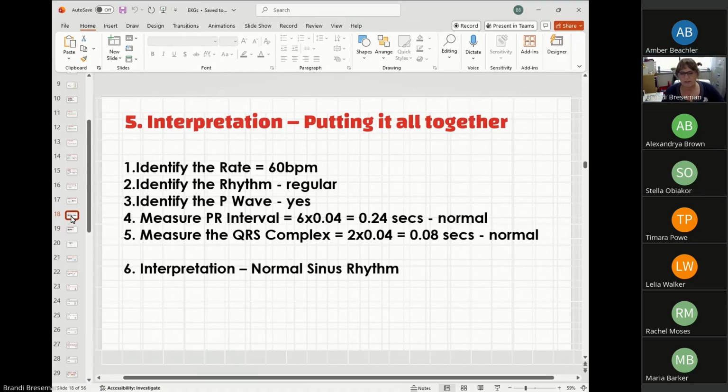Now as we go through each rhythm, we are going to follow this same step, but something is going to change in one or more of these steps, and that is going to lead us to a different interpretation. That's why I said you just have to memorize and then follow the steps. Normal sinus rhythm is what we want our patients to be in.